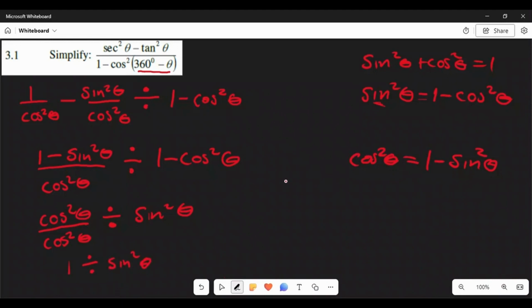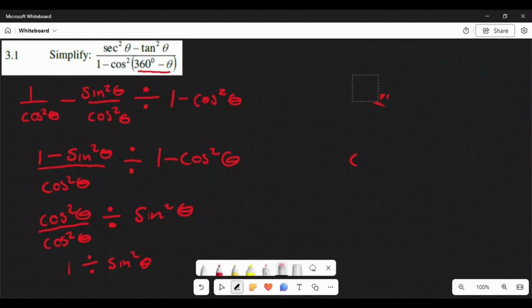As you can see, 1 over sine is actually the reciprocal of cosec. If you don't remember the reciprocals, you can go, guys, to the video that will appear on top there, just to remind you guys, right? So we know that this is same as 1 over sine squared theta. So this is the same as cosec squared theta. So as you can see, this is our final answer.